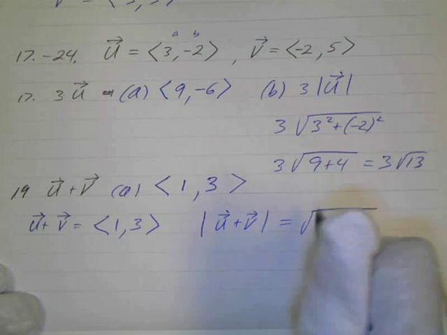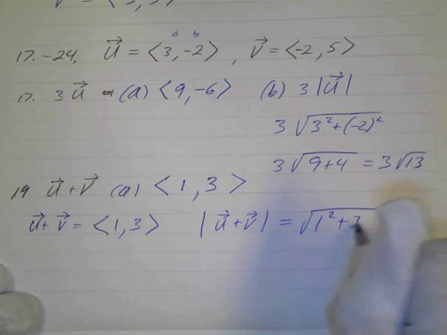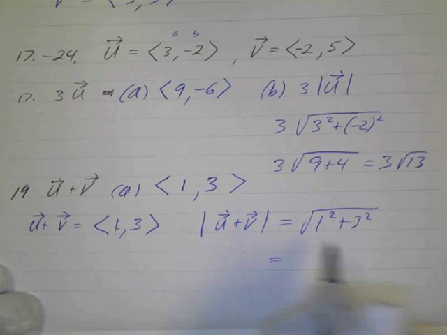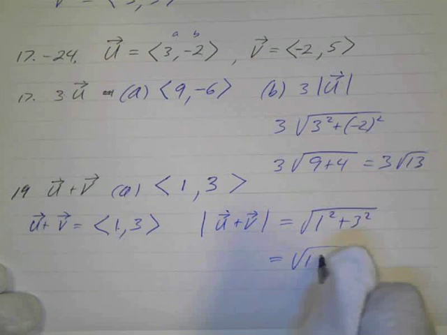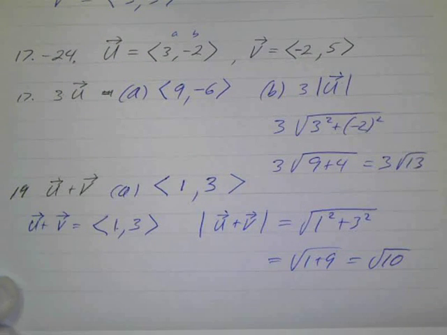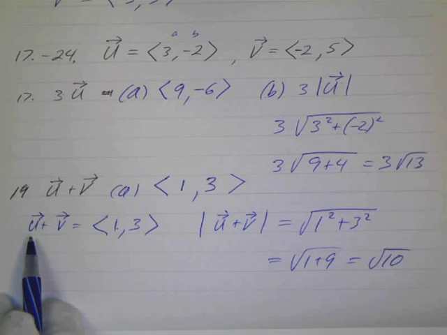So that's just going to be the square root of 1 squared plus 3 squared. That's our a squared plus b squared. So that's going to be the square root of 1 plus 9, which is the square root of 10. So there's your magnitude. Because they want you to take the magnitude of the vector u plus v, the magnitude would be just that.